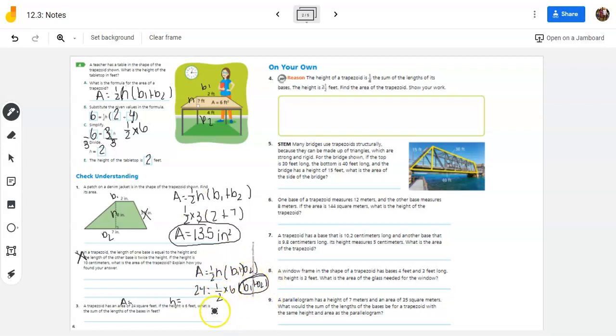1/2 times 6 is 3. So I have 24 equals 3. I'm just going to act like this is a B right here. The opposite of multiplying by 3 is dividing by 3. 24 divided by 3 is 8. So the bases together, if I add both bases together, it will be 8 feet.